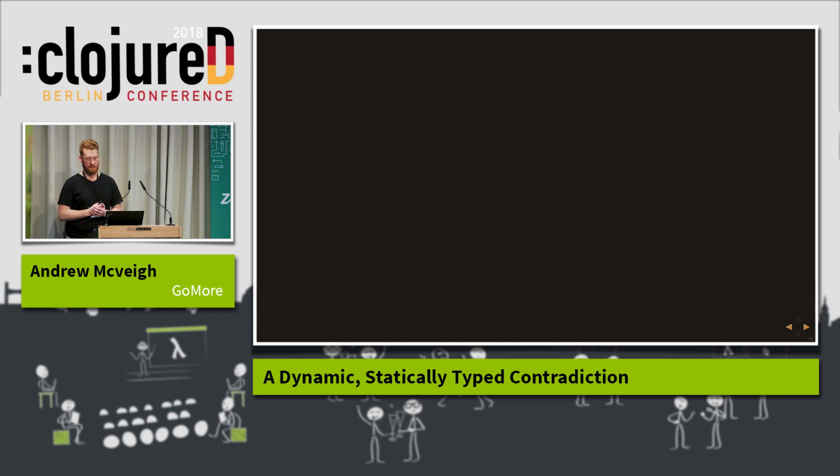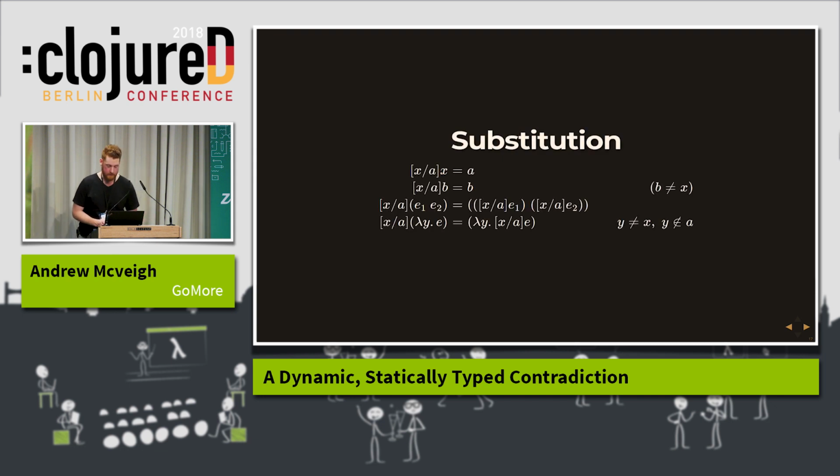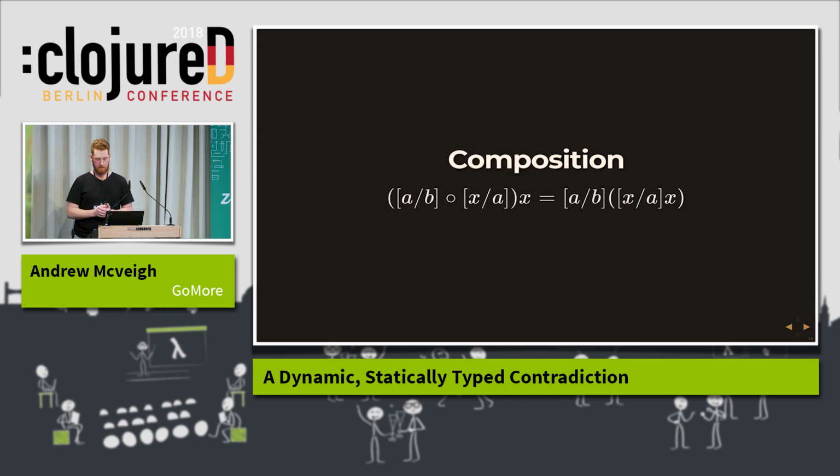Before we get to the algorithm itself, there are a couple of other things that we need to know about. So substitution is a syntactic transformation of expressions. We apply a substitution to an expression by recursively replacing all instances of, in this case, x with a. And they can be composed. The result of applying a composed substitution is the same as applying one after the other, just in the same way that function composition works.